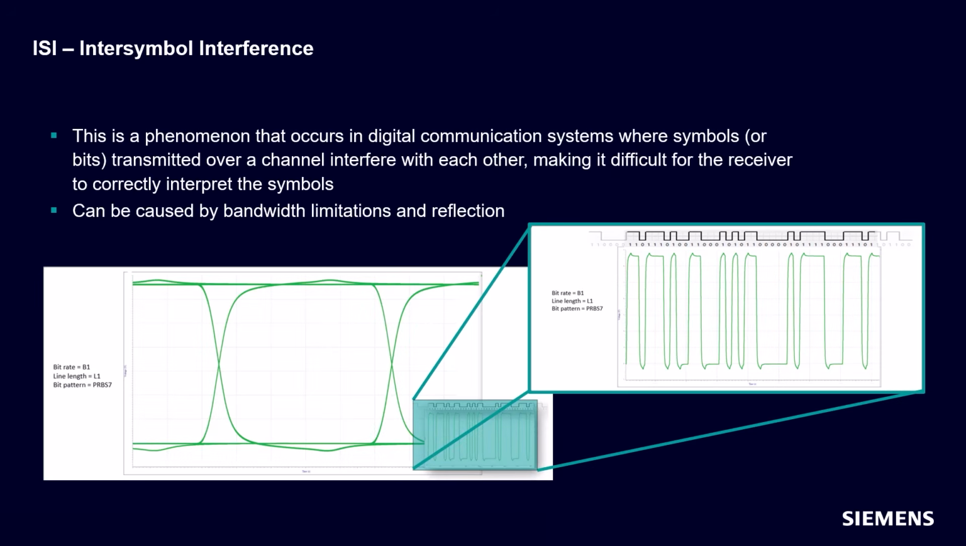ISI is a phenomenon in digital communication where symbols or bits transmitted over a channel interfere with each other. This interference makes it difficult for the receiver to correctly interpret the current bit because of the residual energy from the previous bits. ISI can be caused by channel bandwidth limitations, reflections, and other signal distortions. The value of ISI quantifies the amount of signal distortion. Reporting ISI in high-speed PCB designs is crucial because it directly measures how much the channel limits signal integrity, and by identifying the extent of ISI, engineers can determine what improvements are needed to maintain reliable data transmission.